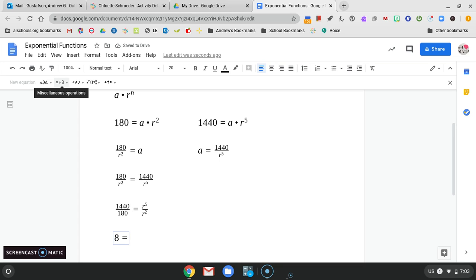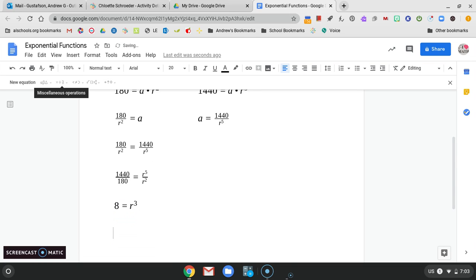We can use rules of exponents now. So if you remember, r to the 5th divided by r squared, if you're dividing exponential powers, you can subtract the exponents and you get r cubed. And there's a lot of reasons behind that. It's not just magic, but I'm not going to go into that now.